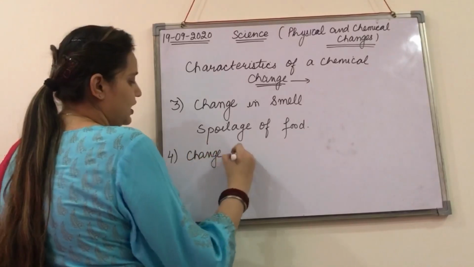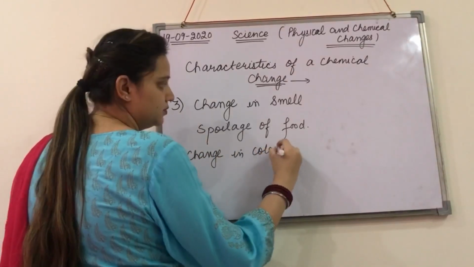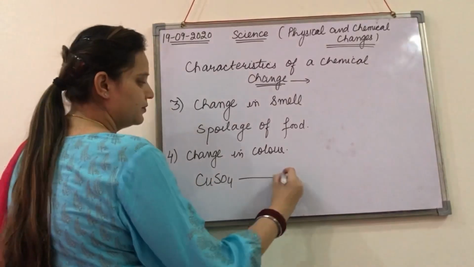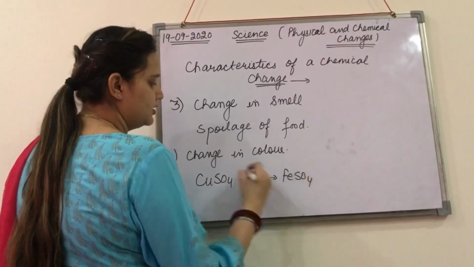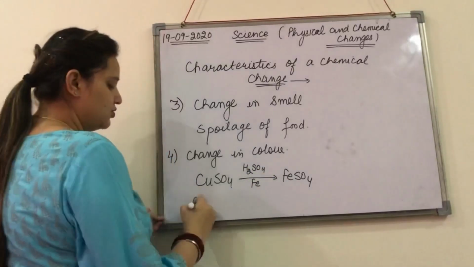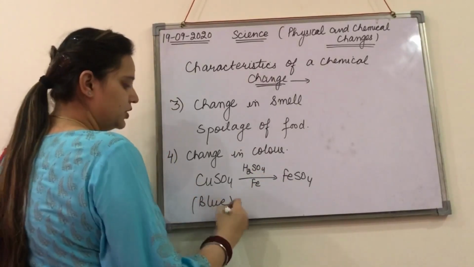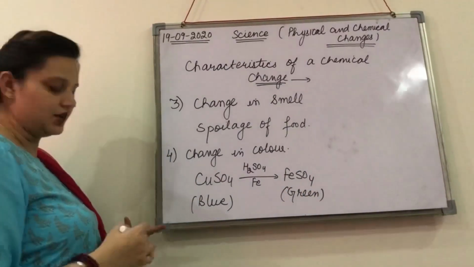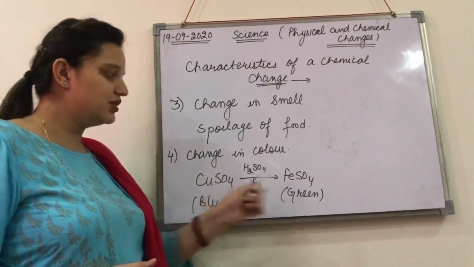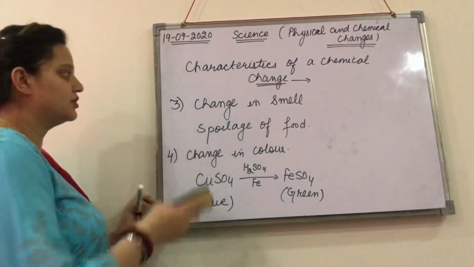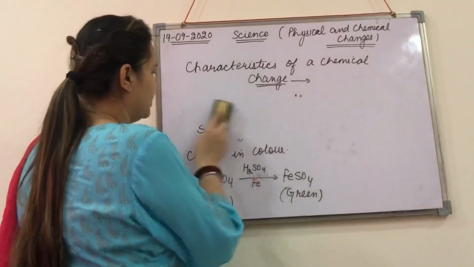Other characteristics can be change in color. Like we discussed the example of copper sulfate turning into iron sulfate in the presence of sulfuric acid and iron. We observe the blue color changes into green color, right? So due to the change in color, we classify this change as a chemical change, right?